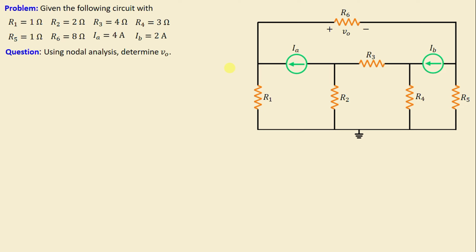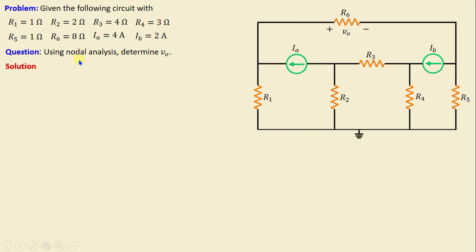Let's consider this network consisting of 6 resistors labeled R1 through R6, as well as 2 independent current sources IA and IB. The question now is to calculate the voltage VO across the resistor R6 using nodal analysis. Let's move on to the solution.